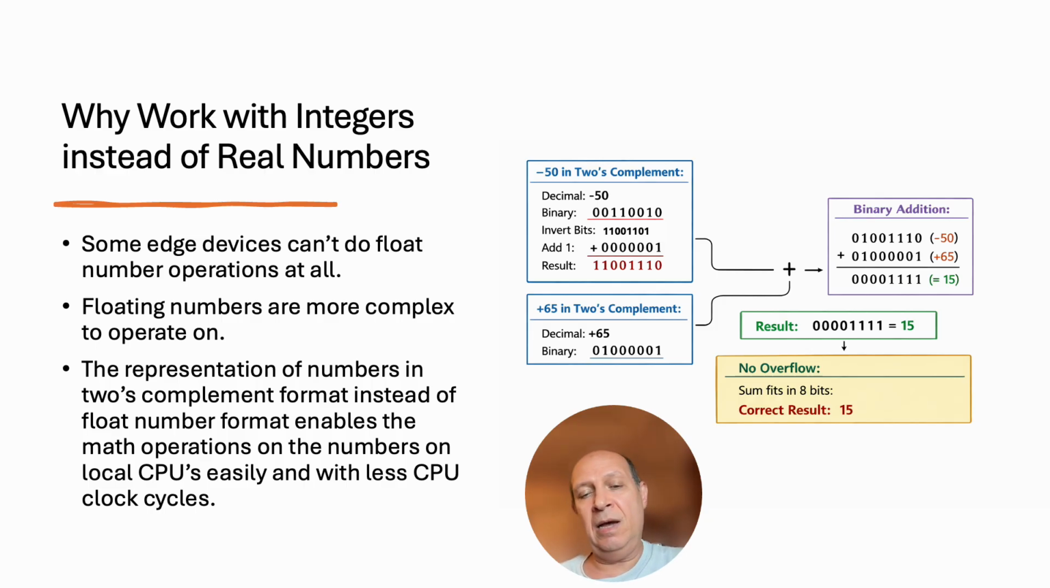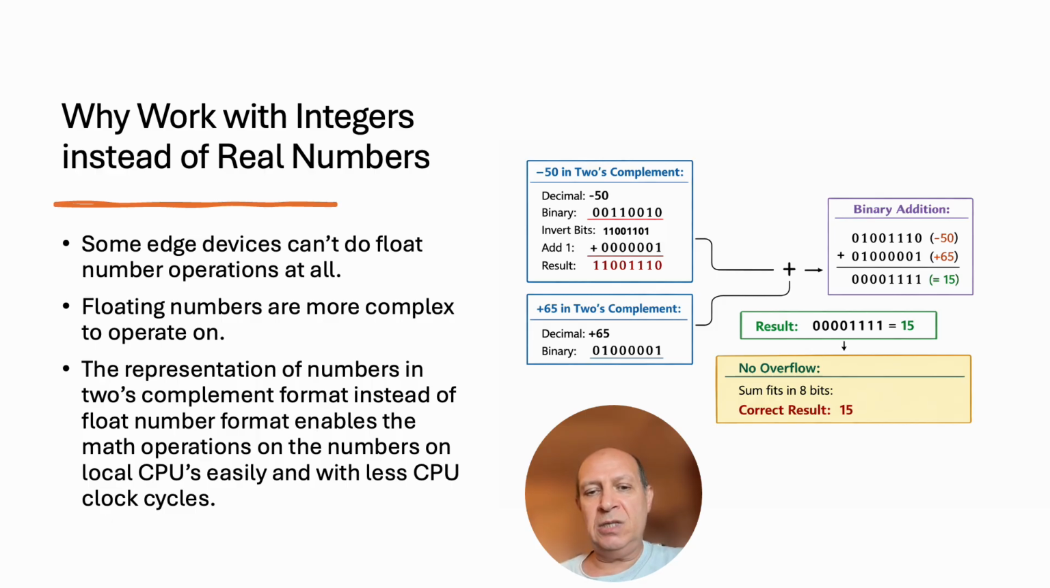Let's take an example of adding two numbers. The first number is minus 50, the second number is plus 65. Let us deal with minus 50, which is a little bit more complex to represent in 2's complement. The procedure goes as follows.